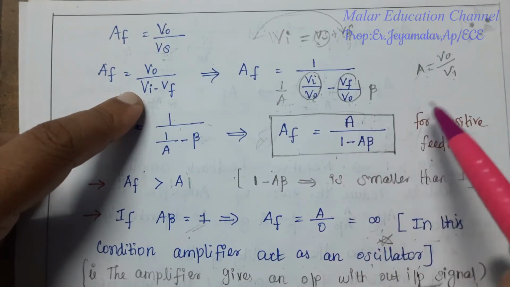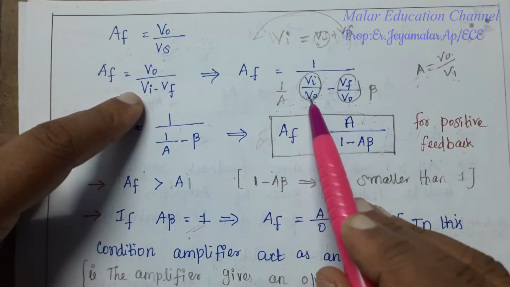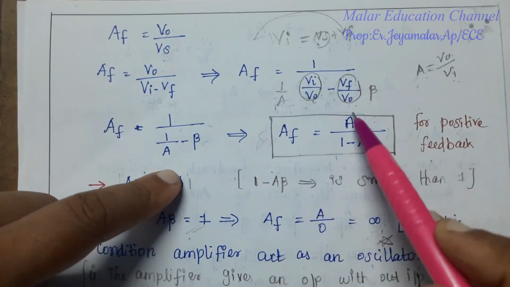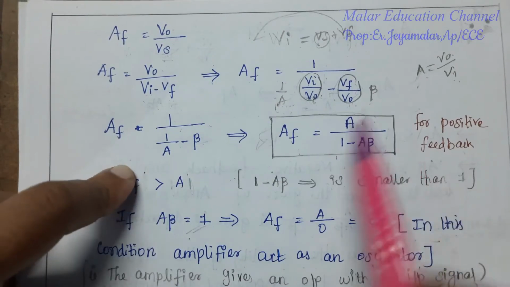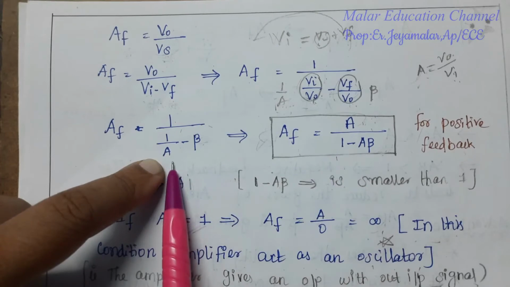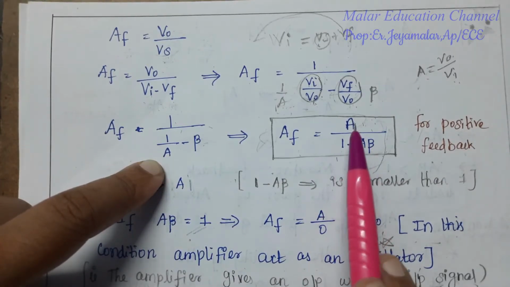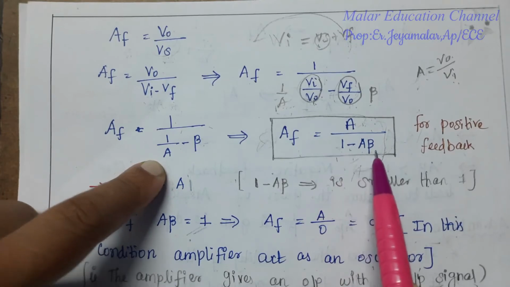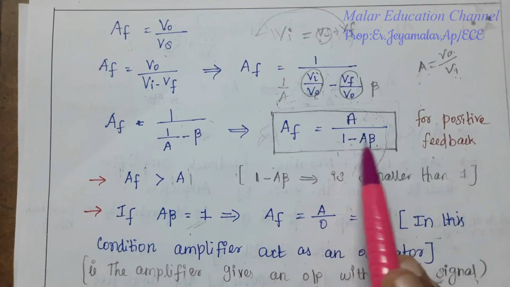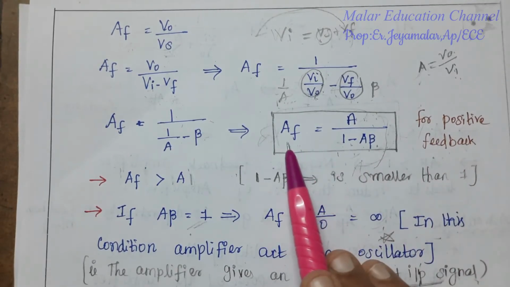We know gain A equal to V output by V input. Here the terms are reciprocal. So 1 by A minus Vf by V0, beta. Next step, take the LCM for the denominator term. So the LCM is A. So 1 minus A beta divided by A is written as A divided by 1 minus A beta. Few points noted. AF equal to A by 1 minus A beta. That is for positive feedback gain.